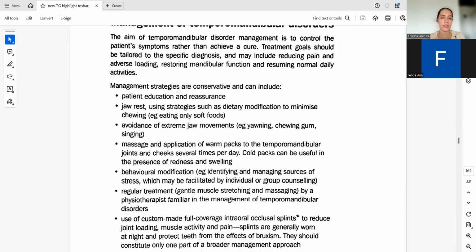Management strategies as a general dentist are conservative and can include patient education and reassurance, and jaw rest. Jaw rest means using strategies such as dietary modification to minimize chewing. They shouldn't be eating hard foods. They shouldn't be eating very chewy foods, which need a lot of effort in chewing. They should eat only soft foods.